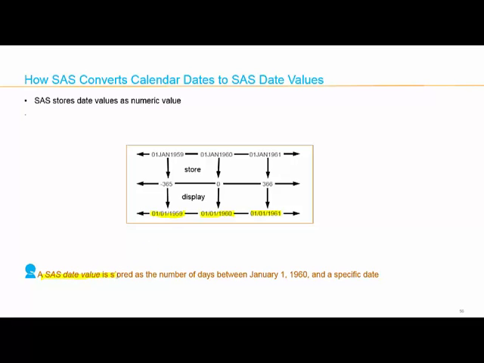SAS date values are stored as the number of days between 1st Jan 1960 and a specific date. So for any date you specify, for example, if you assign a day as 1st Jan 2015, it is around 20,000 days. When you start counting the number of days from 1st Jan 1960 to 1st Jan 2015, the number of days can be up to 20,000.